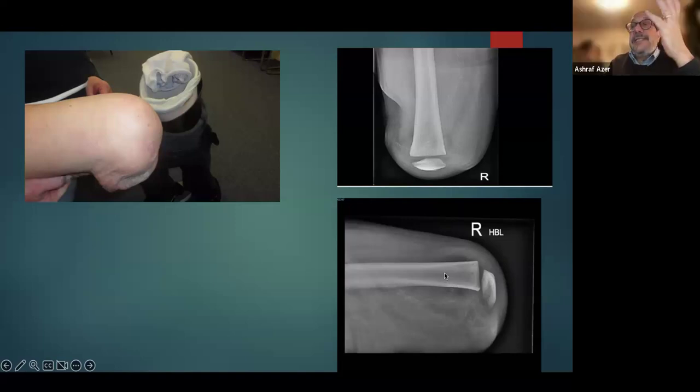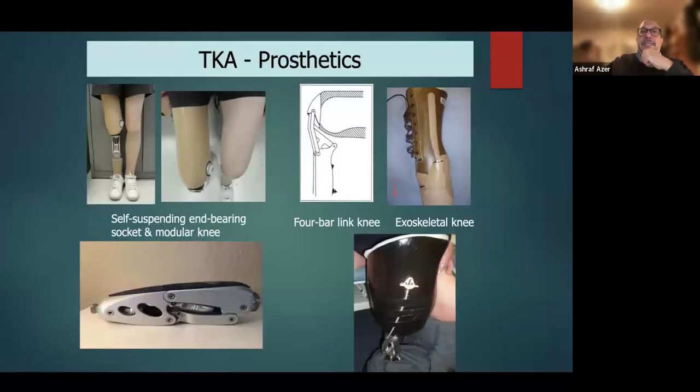Because you are defying the objective of it being end bearing, we have to offload this area. It's a painful area all the time. So you have to offload it now. So you have to get the socket up here.